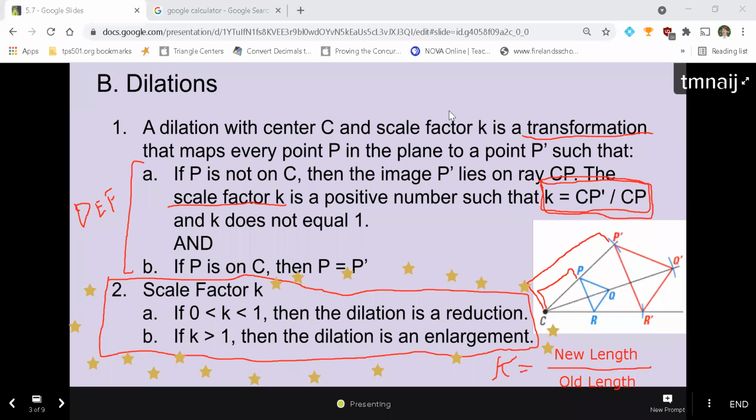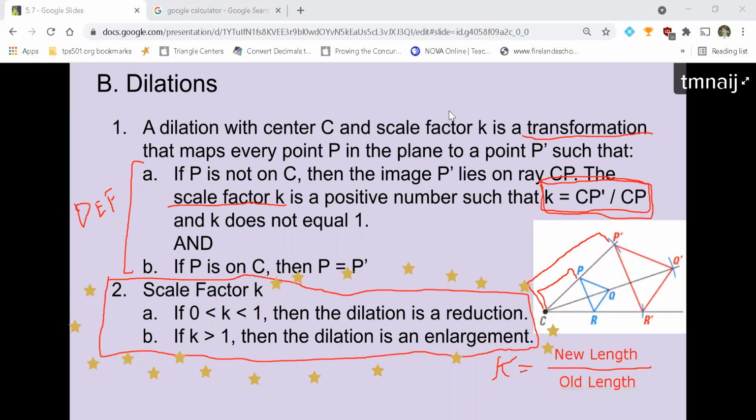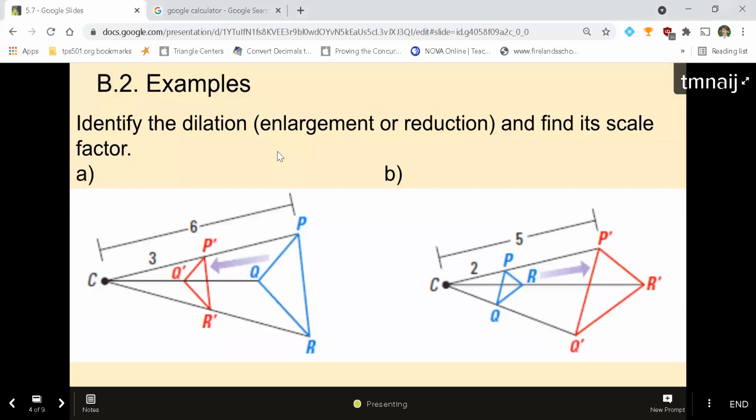All right, does anybody need more time to circle star and that kind of stuff? Okay, so these are the two types of problems that you're going to be asked to do. The first we'll do is the identifying. So this gives us a dilation that's already happened, and we need to identify the type, enlargement or reduction, and find the scale factor.